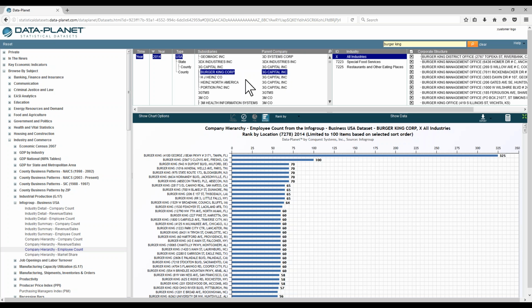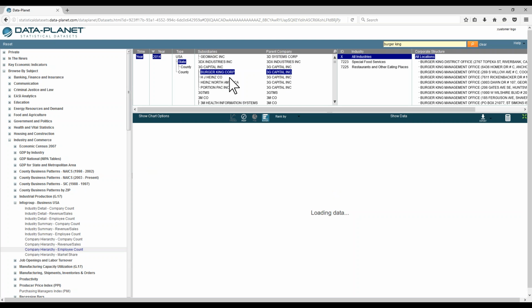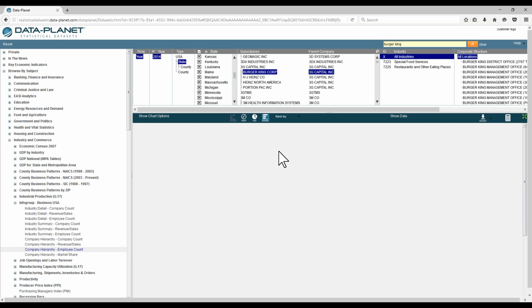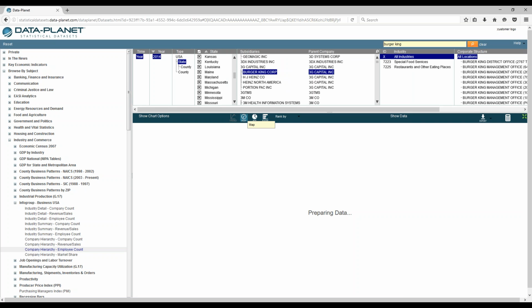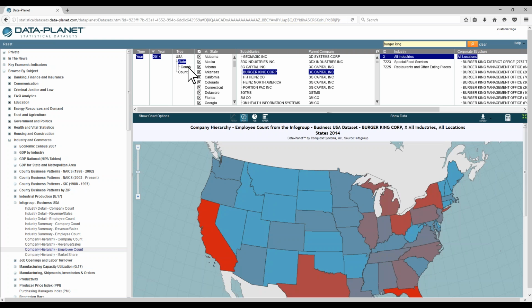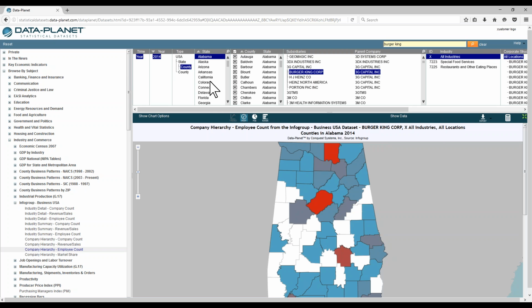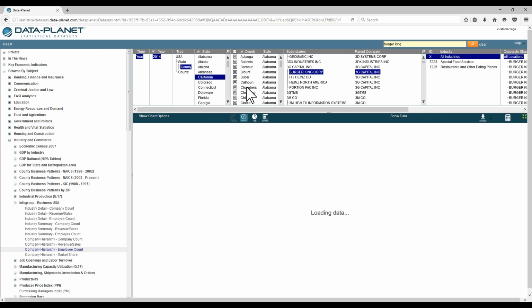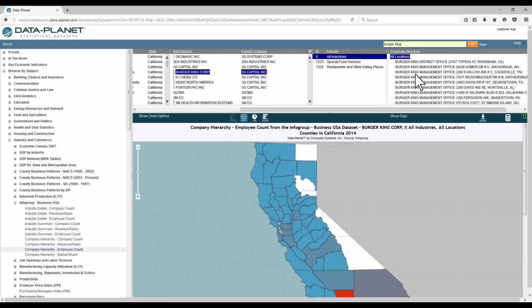So got Burger King selected, so I can look at, let's go back and change this to state. Where does Burger King drive its revenue by state? And it makes sense that it would be California. Or within the state of California, what counties are most significant? And so for any parent company or subsidiary, I can look at geographically where they drive most of their revenue, and I can also get to the actual location.